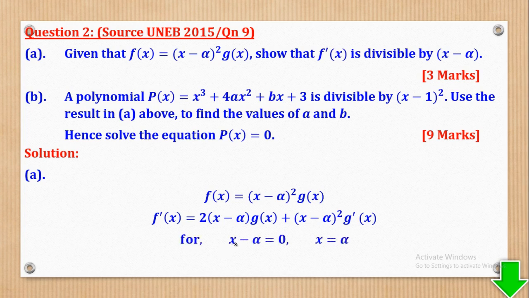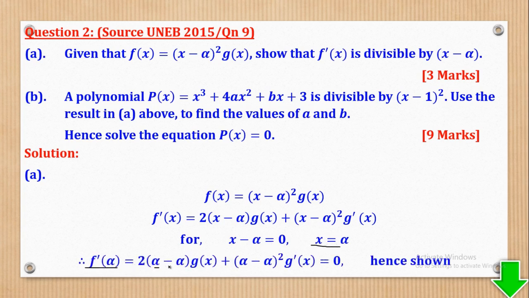Now for x minus alpha equal to 0, x is equal to alpha. Therefore, substitute. So f prime alpha will give you this, which is 0. Now when it is 0, like we said, it implies that that value is a factor. So this is a factor, and that means that the derivative is divisible by this because it gives a remainder 0.